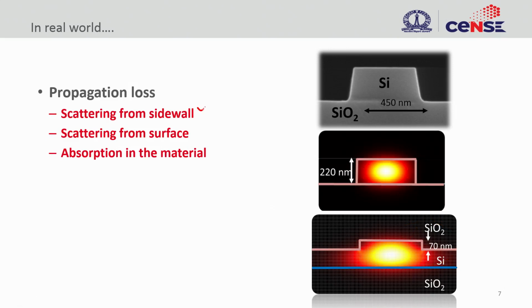That loss is coming from scattering from the sidewall. You could have surface scattering as well, scattering from this surface, and finally absorption in the material as well. So, you could have absorption in the propagating medium itself.